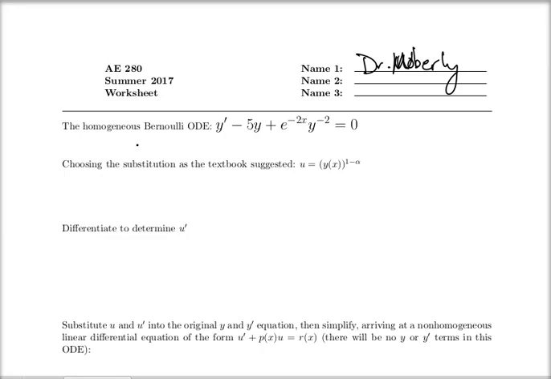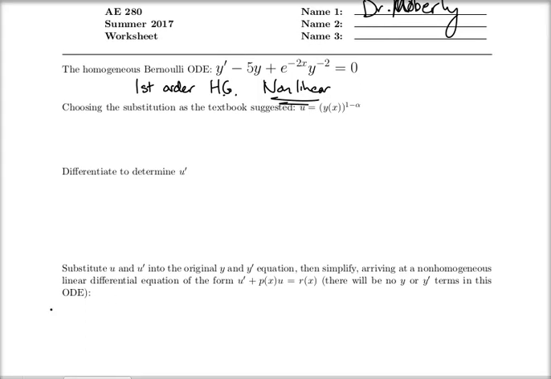Bernoulli starts out as a first order homogeneous non-linear differential equation. What we're going to end up with is a non-homogeneous linear differential equation after the substitution. So, how do we substitute?